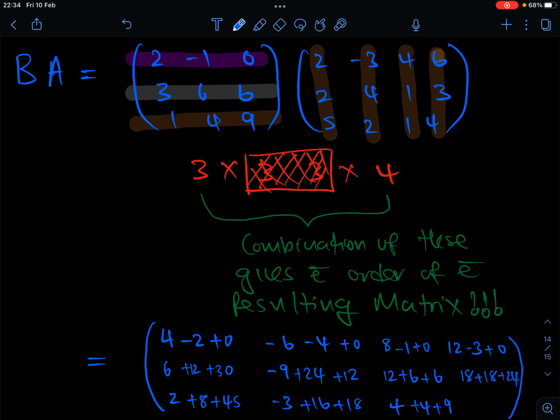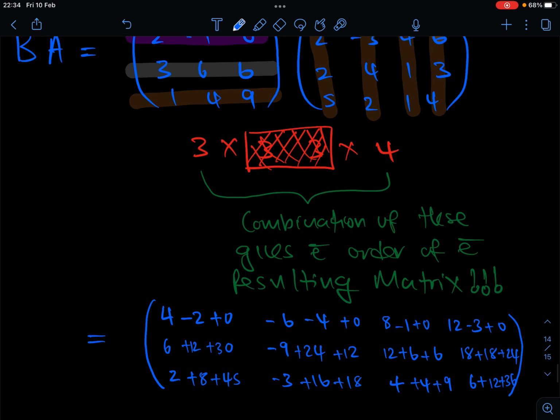Then I move on to the last part. So I want to say 1 by 6, which gives me 6. Plus 4 by 3, which gives me 12. Plus 9 by 4, which gives me 36. So the only thing that I'm left to do now is to simplify these.